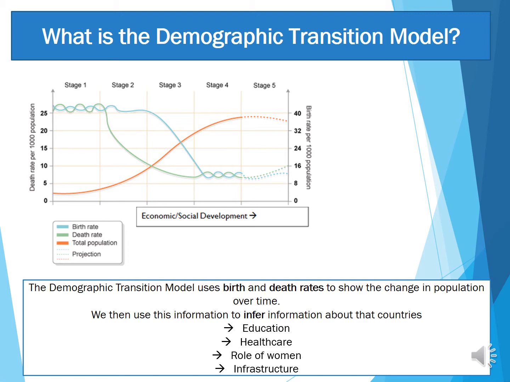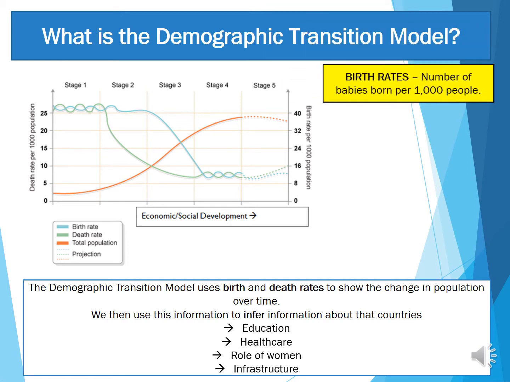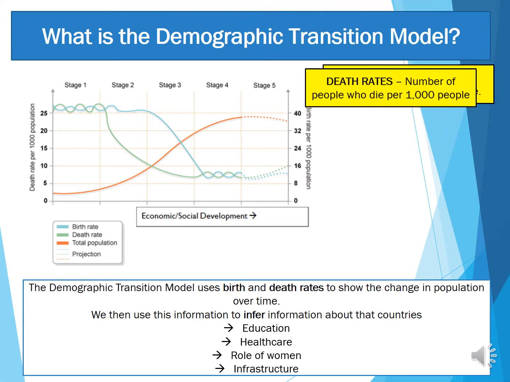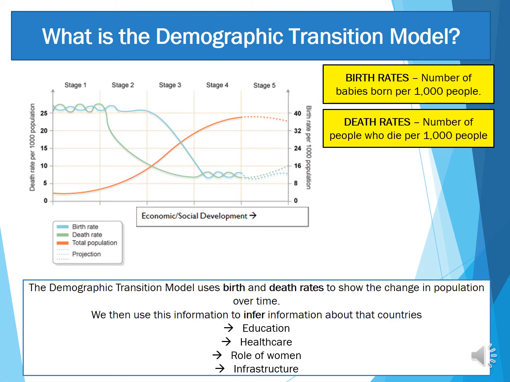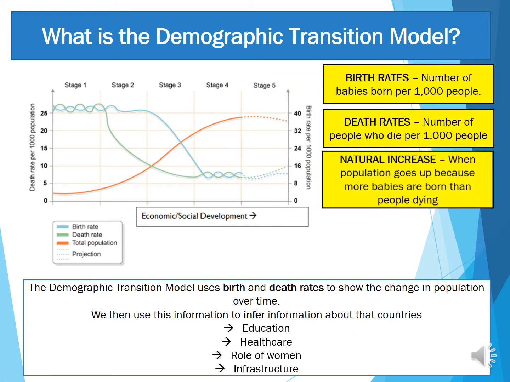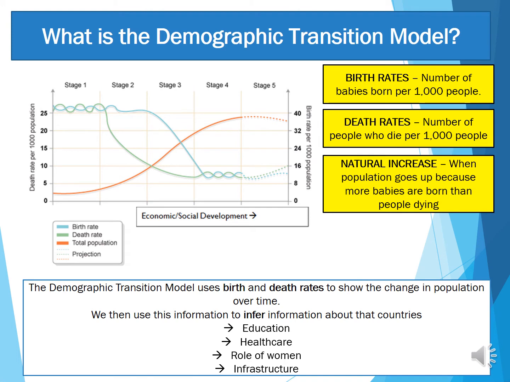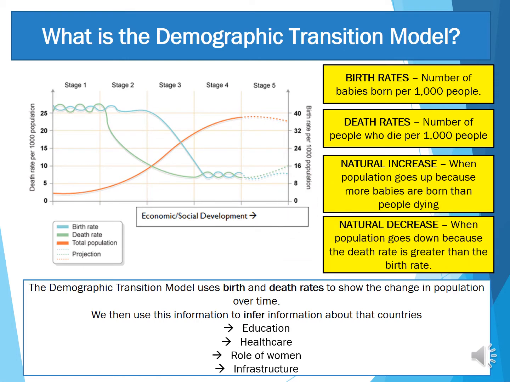Before the video continues, we're just going to focus on some keywords that you're going to hear me say quite a lot through this video. So a birth rate is the number of babies that are born per 1,000 people. So just how many babies are born. The death rate then is the number of people who die per 1,000 people. Your natural increase is when population goes up because more babies are being born than people are dying. A natural decrease is when population goes down because the death rate is greater than the birth rate.